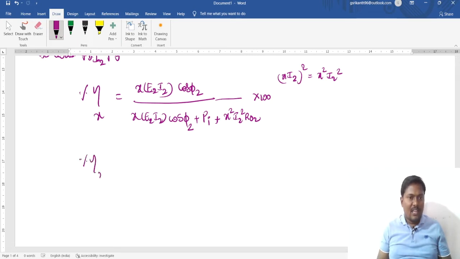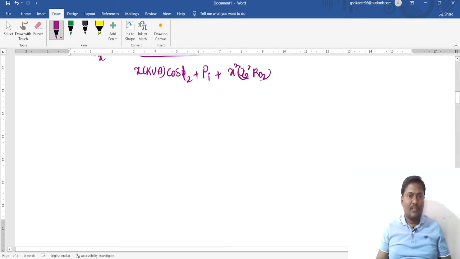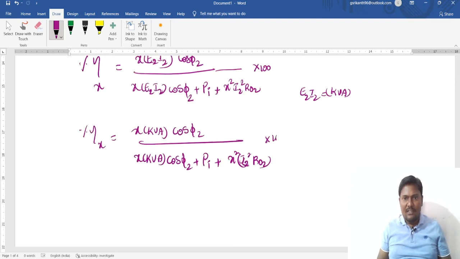And this can be written as, where E2 I2 is kVA of single phase transformer, x times kVA cos phi 2 divided by x times kVA cos phi 2 plus iron losses plus x square times I2 square into R02. So this is the percentage efficiency at any fraction of load.